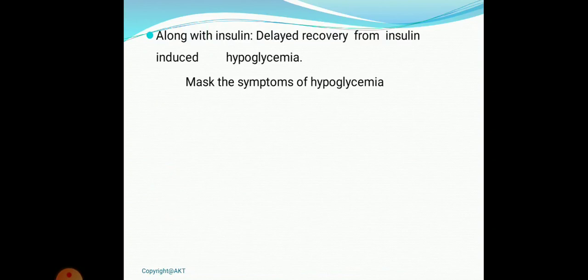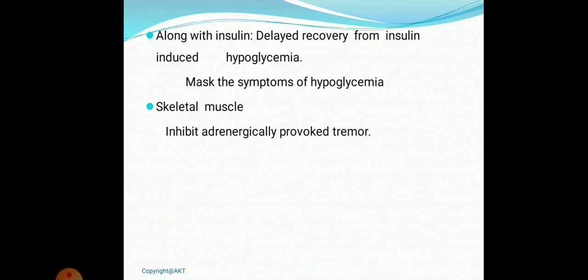So usually when insulin is administered, there will be hypoglycemia, but it will be recovered in the normal physiology due to the release of glucose from the skeletal muscle and liver by glycogenolysis due to sympathetic stimulation. But it will be blocked by beta blockers. And the symptoms of hypoglycemia like palpitation, sweating, tremor are also due to sympathetic stimulation, which will be also masked by the beta blockers. So that makes it difficult for the physician to identify the condition of hypoglycemia.